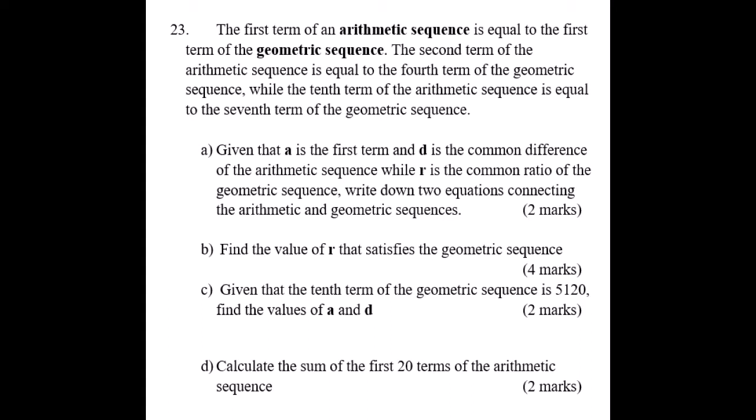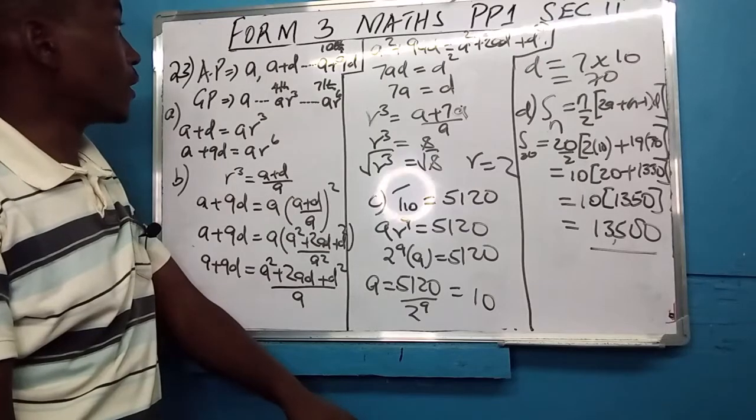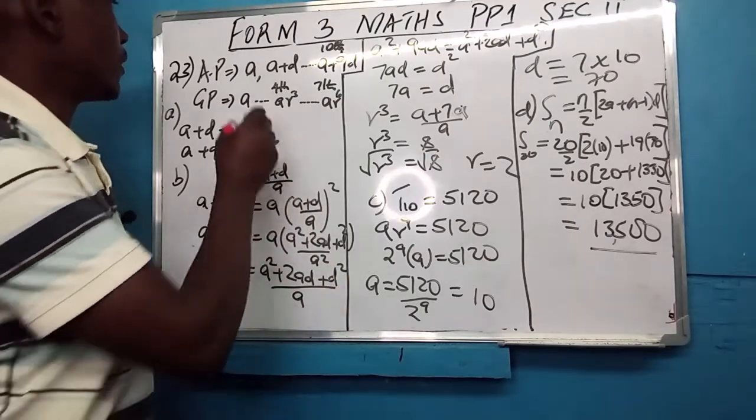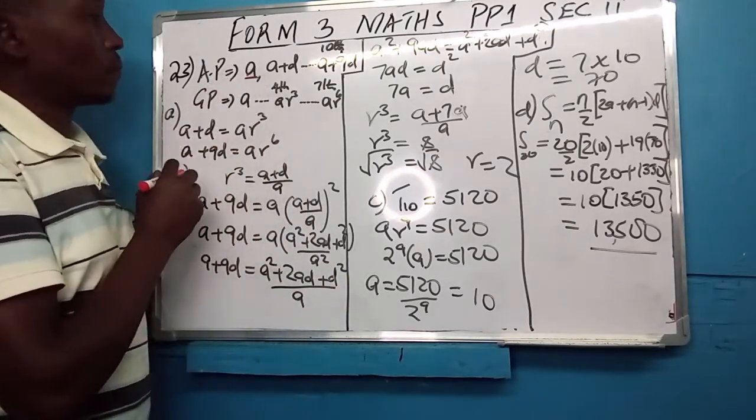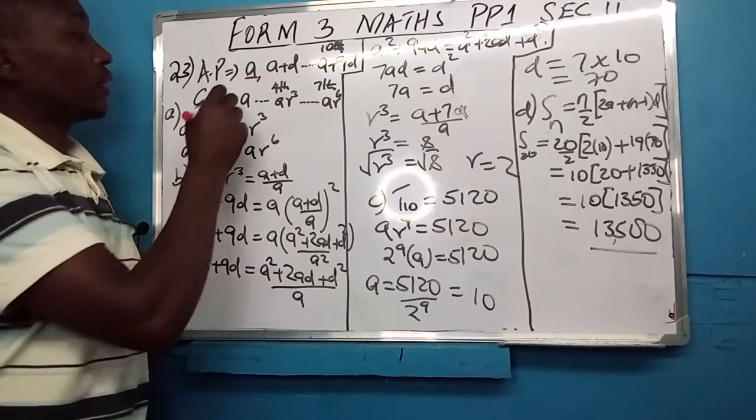Then you find the value of R that satisfies the geometric series. Then you're given that the 10th term, that's part C, of the geometric sequence is 5,120. So find the values of A and D. Then you calculate the sum of the first 20 terms of the arithmetic series. That's question number 23.